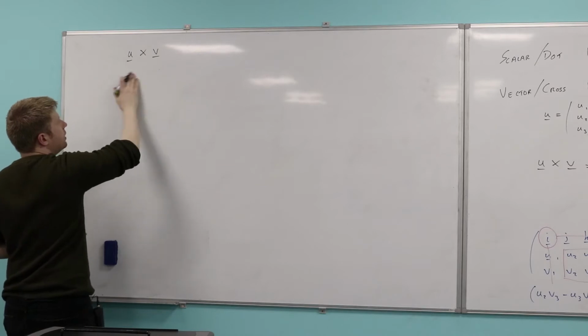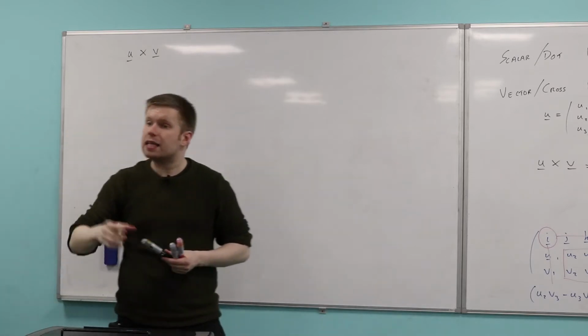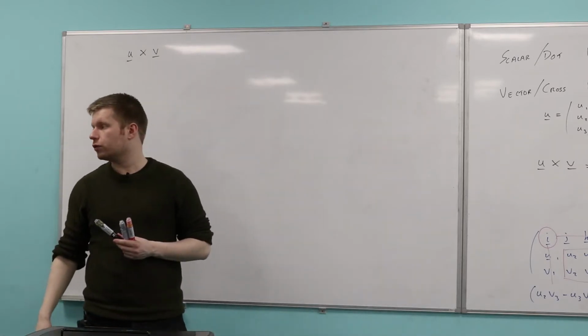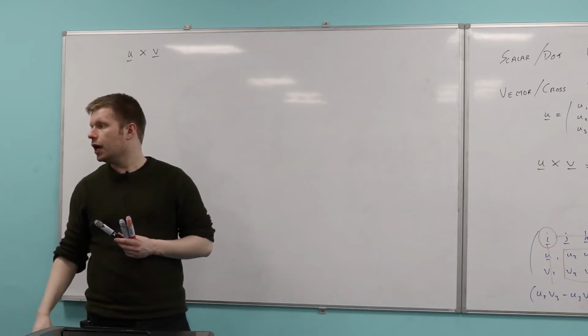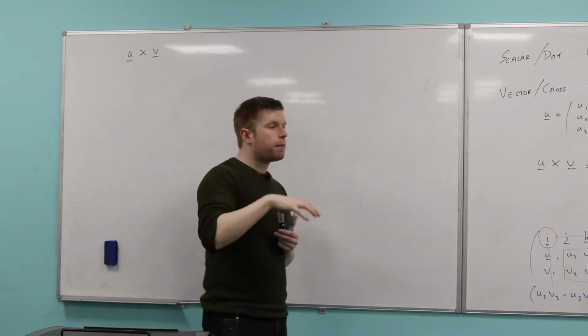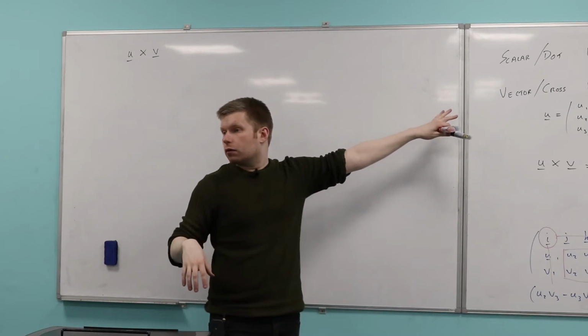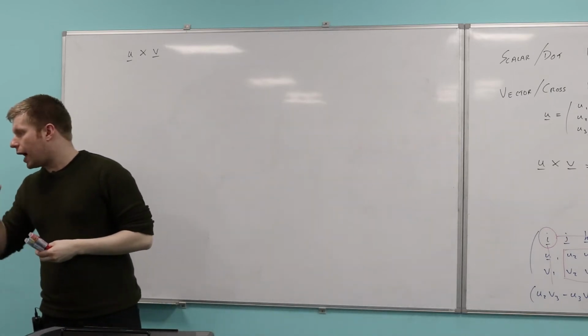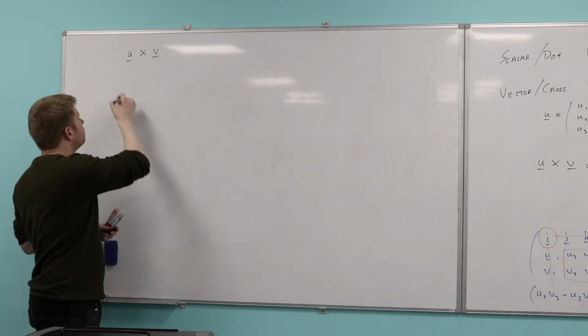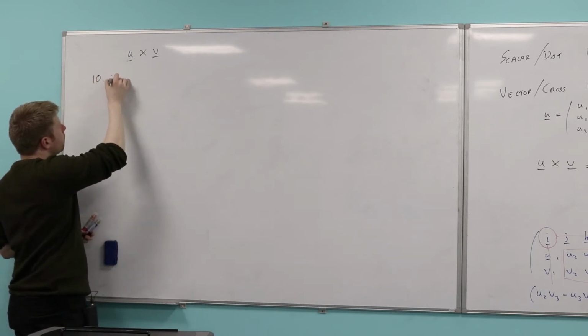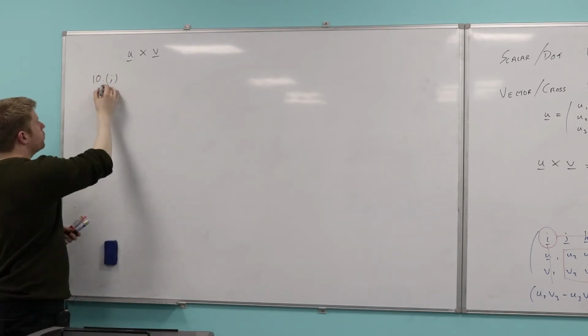But they're doing it in different ways. The first question explicitly says, find u cross v, the cross product of u and v, or the vector product of u and v. The next question says, find the vector perpendicular. But they do the same thing. Okay, good. So let's have a look at question 10, part 1.